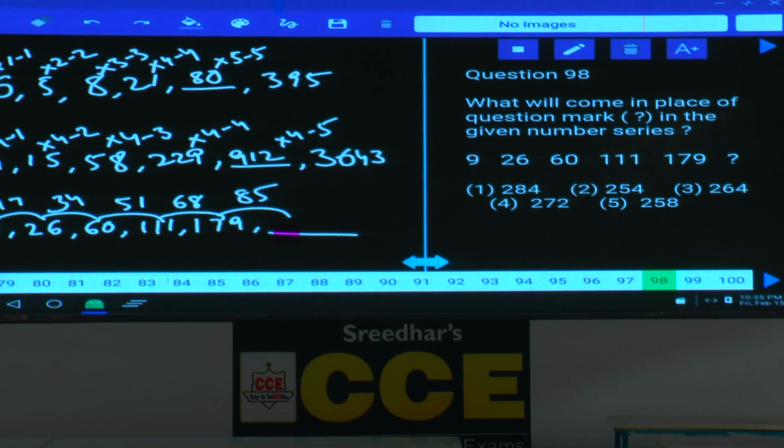85. 179 plus 85: 9 plus 5 is 14, 17 plus 8 is so much? That is 264. 264, that is choice 3 is the answer. Done with this?